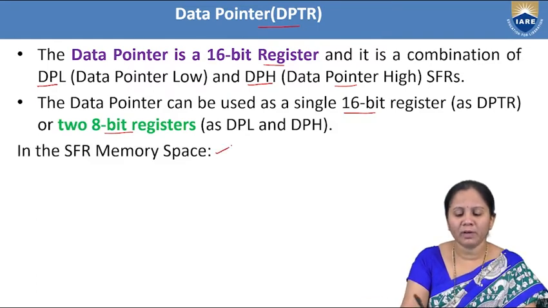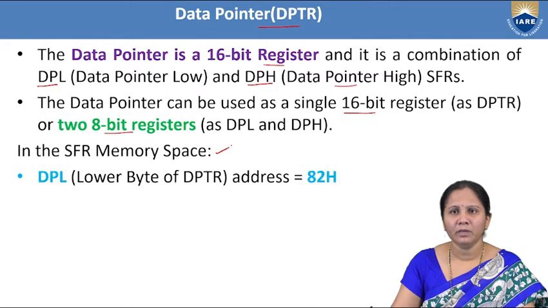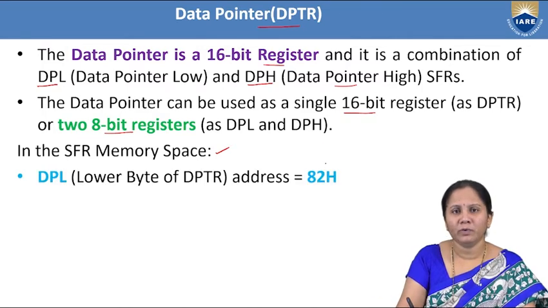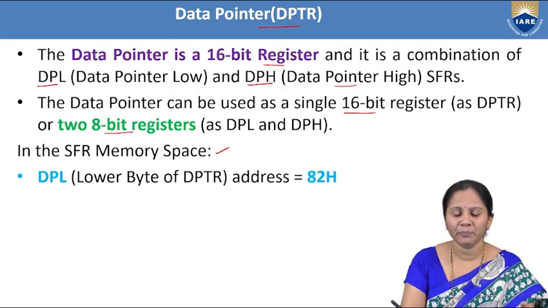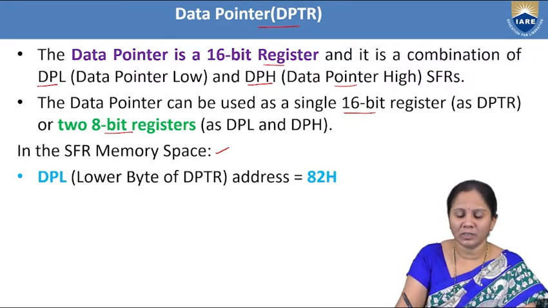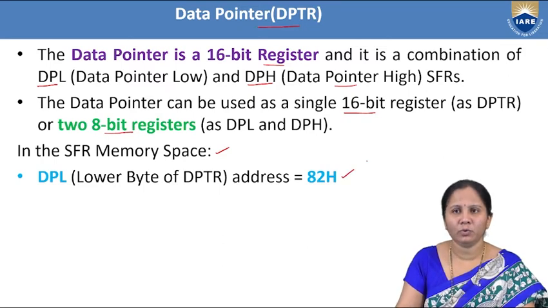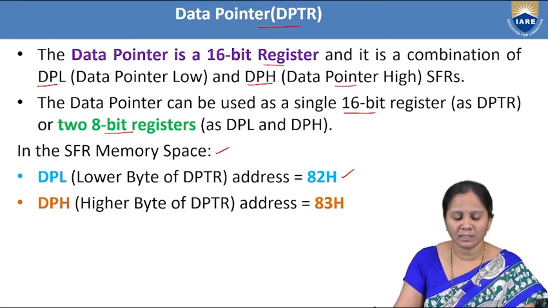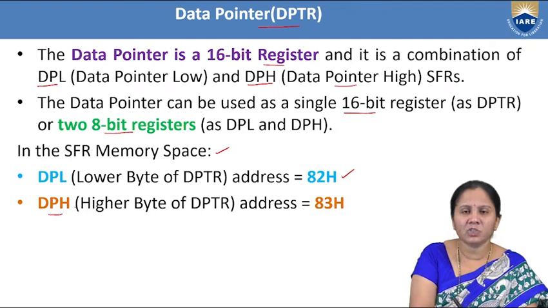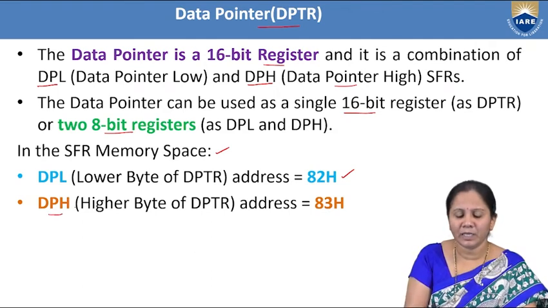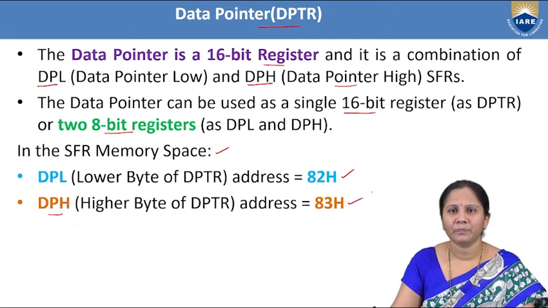So in the SFR memory space, we have a fixed address for the DPTR register, which is classified into two 8-bit registers, that is DPL and DPH. The DPL fixed address value is 82H in the SFR memory space, whereas the DPH register, an 8-bit register, has a fixed address in the SFR address space, that is 83H.